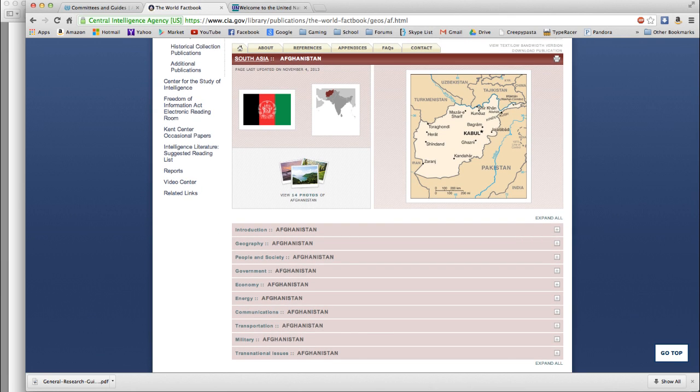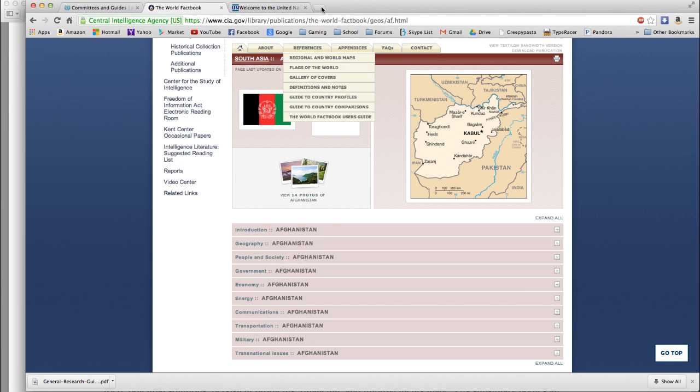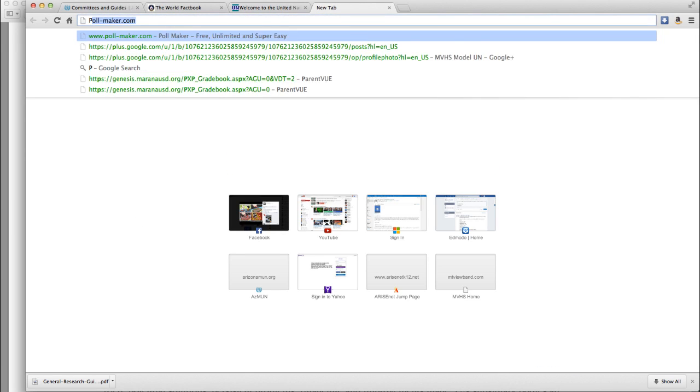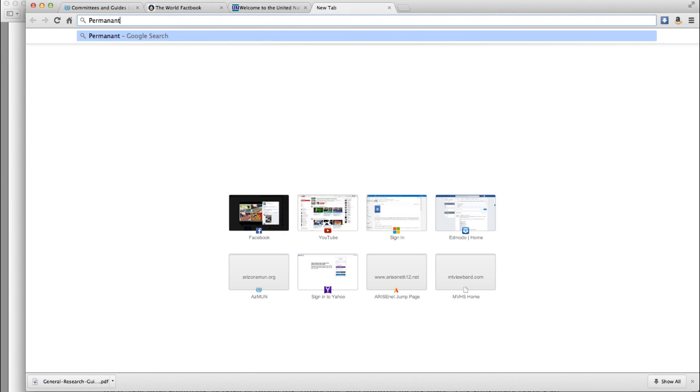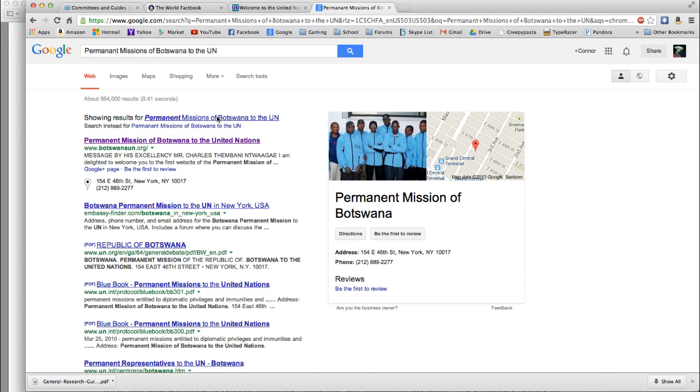Then we go back to our research guide over here. So they give you a few other sites, Human Development Report, the permanent mission to the United Nations for your country. This is a lot easier, actually, than you would think. You literally can Google permanent mission, and my country was Botswana last year. I actually think it's still here, to the UN, and you just Google that. And lo and behold, look what actually pops up, if I actually spelled permanent right.